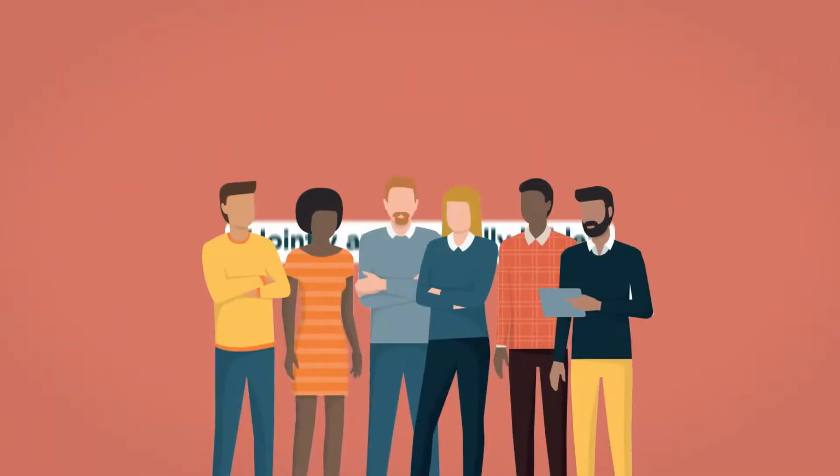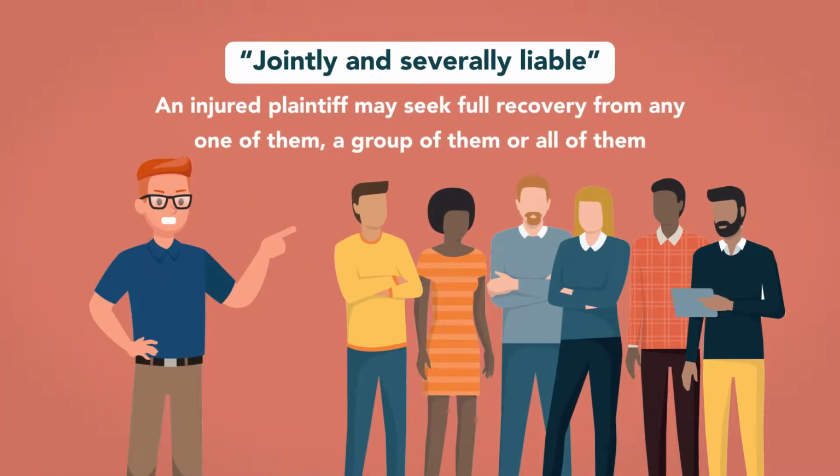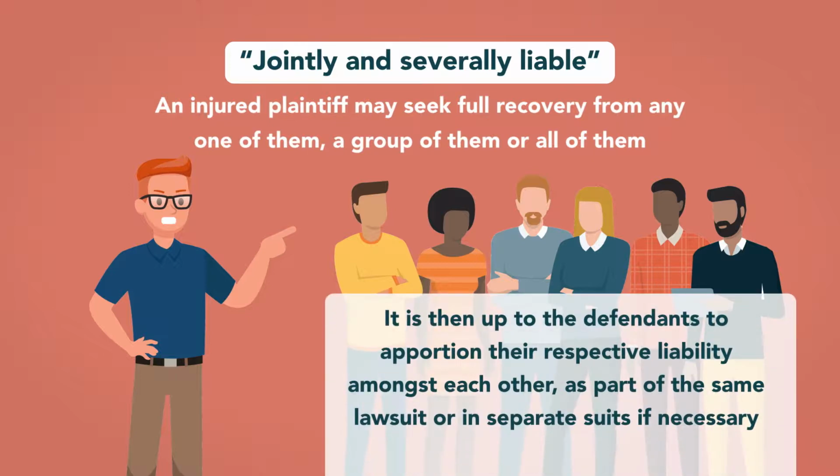These defendants may be held jointly and severally liable, which means an injured plaintiff may seek full recovery from any one of them, a group of them, or all of them. It is then up to the defendants to apportion the respective liability among each other as part of the same lawsuit or in separate suits if necessary.